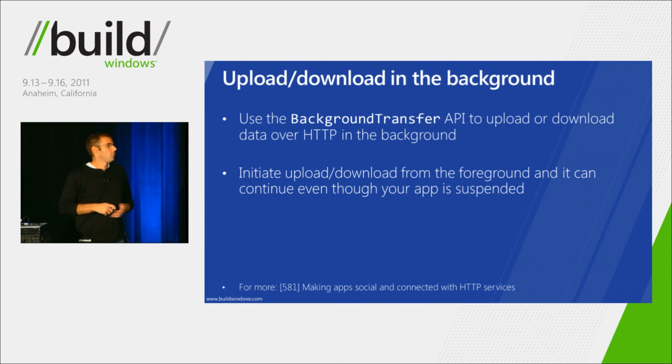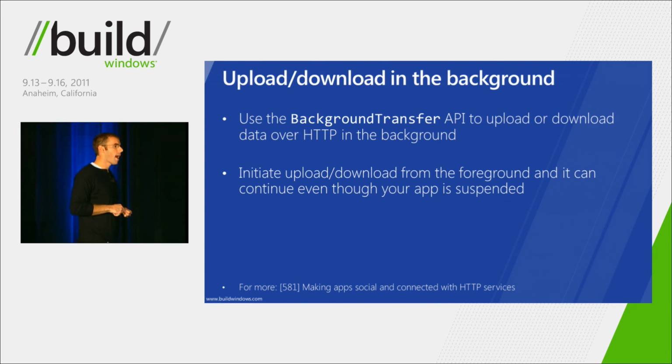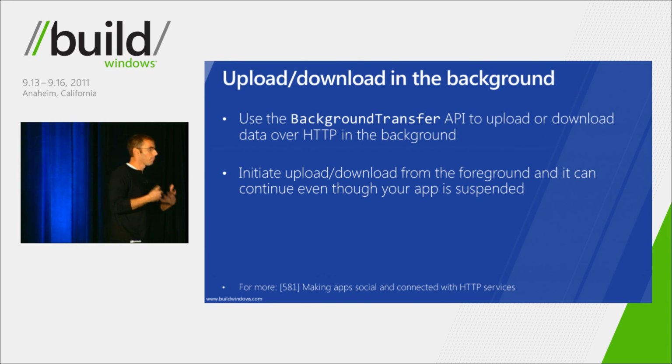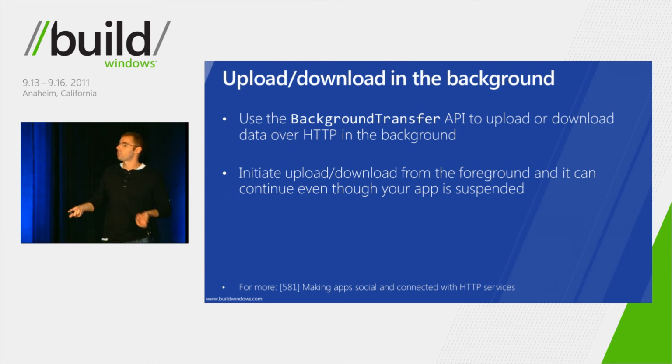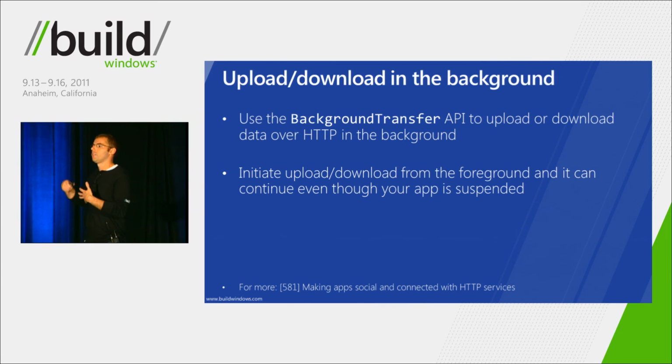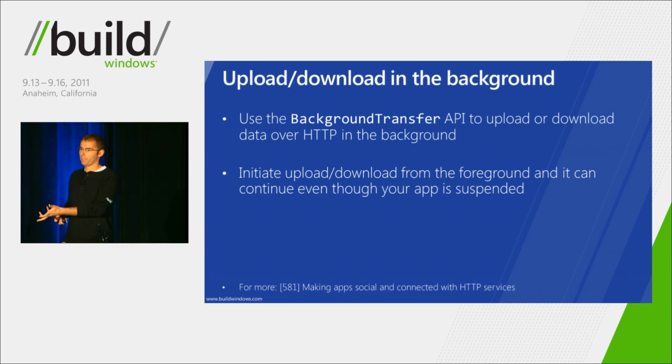You may also need to do an upload or a download in the background. And the way you can do that is by using the Background Transfer API. The Background Transfer API allows you to initiate an upload or download over HTTP, which will continue even though your app may be suspended. So it doesn't let your app run. While your app is suspended, the upload or download is occurring. Then when the user switches back to your application, the download, if it was a download, will be there.